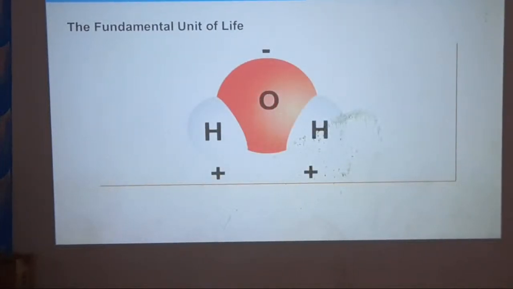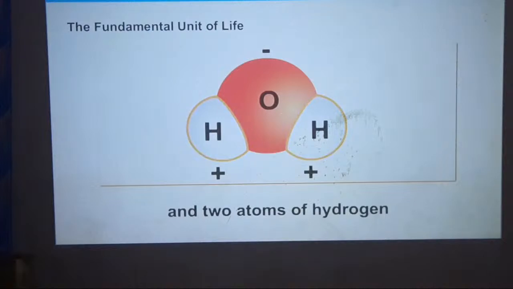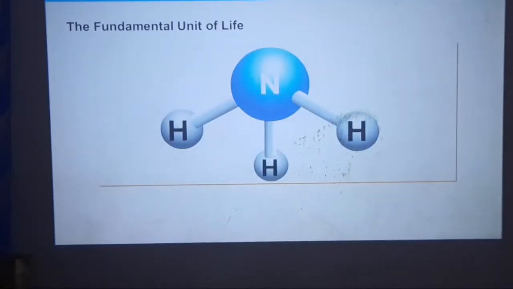Molecules of any substance are arranged in a definite pattern. For example, water has one atom of oxygen to which are attached two hydrogen atoms. Hence, the molecular formula of water is H2O. Similarly, an ammonia molecule has one nitrogen atom attached to three hydrogen atoms. Hence, the molecular formula for ammonia is NH3.